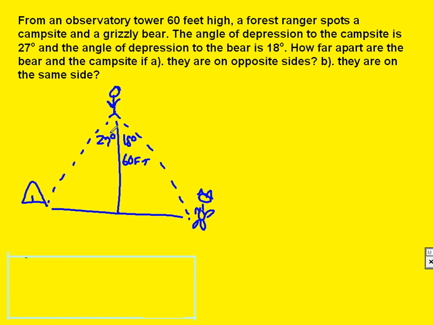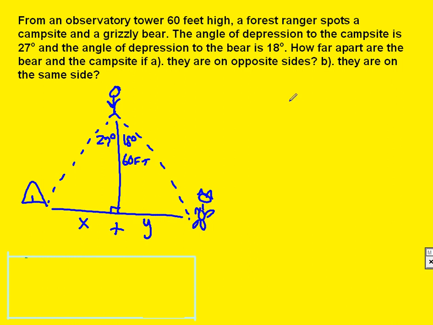We want to know how far apart the bear and the campsite are from each other. Well, what I'm going to do is ignore this half of the triangle and look just at this triangle over here, and I can find this distance using my trig functions. Same way, I can find a distance over here to find an x value and a y value, two different values. And then I can see, if it's set up like this, if I just add those two values together, I can find out how far apart they are.